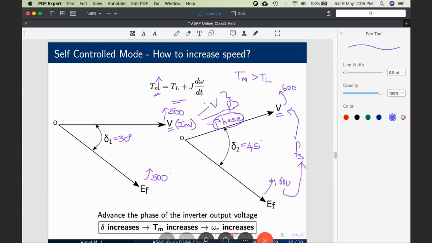See, from 500 to 600, even during transients, the speeds of FS and FR are both the same. That's why I said for a self-controlled mode of operation, omega R is equal to omega S, not just during steady state, even during transients, this is there. Okay.